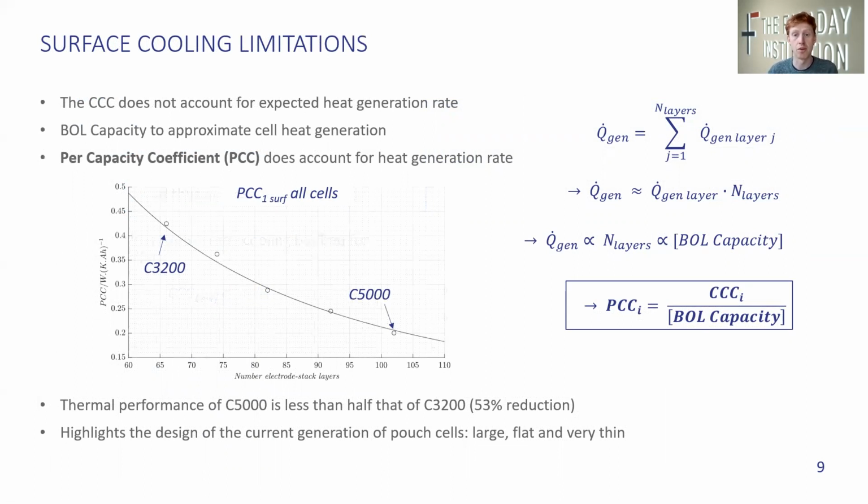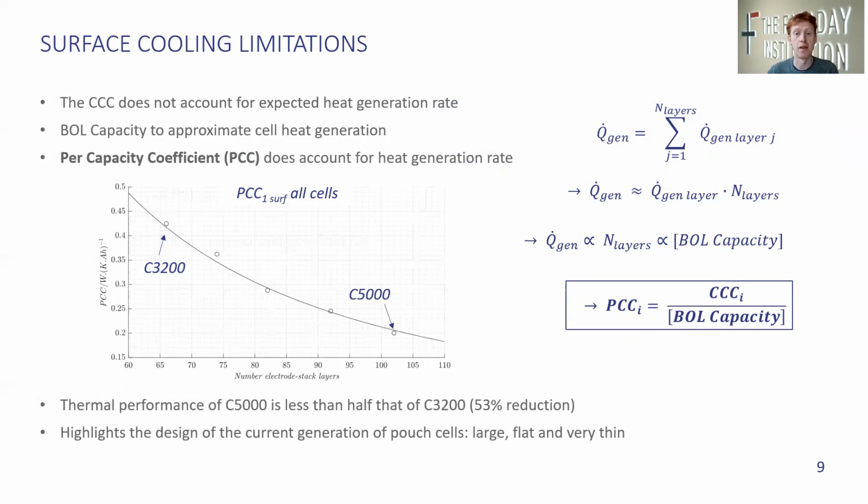Therefore, we made the assumption that operational heat generation rate scales in proportion with cell beginning of life capacity, i.e. more layers equals more capacity and therefore more heat generation in expected operation. With our per capacity coefficient, essentially dividing the cell cooling coefficient by beginning of life capacity, we are able to account for expected heat generation rates in our particular test cells. The consequence gets even worse for surface cooling, and across the range we tested, the per capacity coefficient is reduced by more than half as thickness is increased.